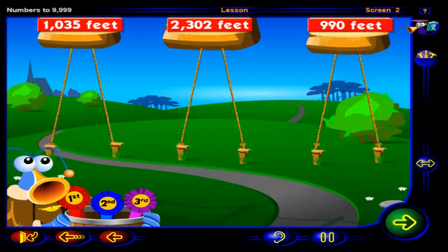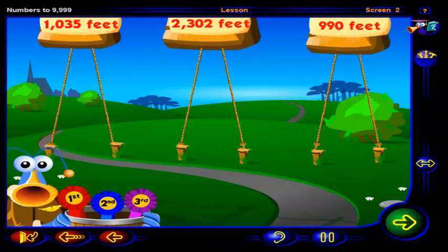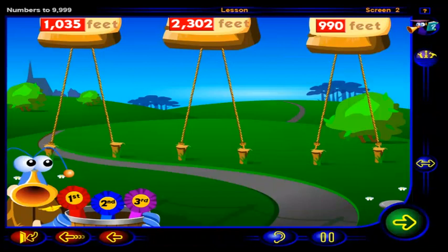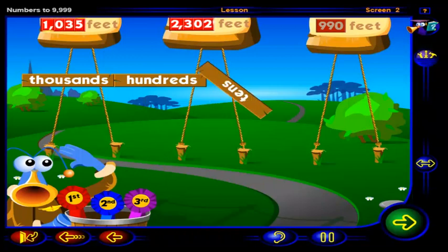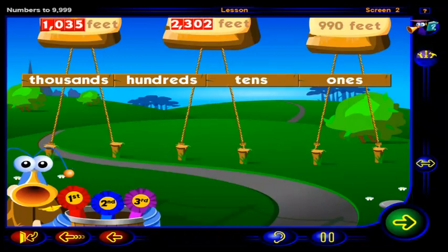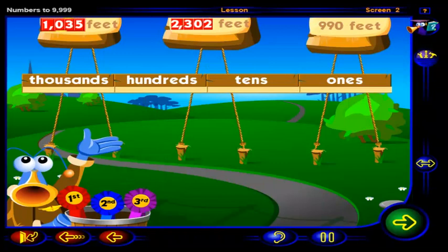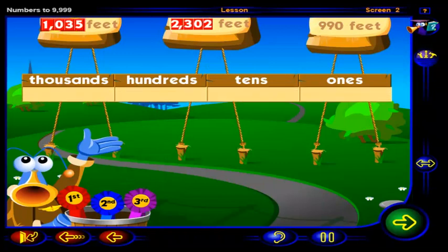These heights are all different. To find out which balloon gets which prize, we need to compare all three numbers. Say, some of the numbers have 4 digits. So they have thousands, hundreds, tens, and ones. Click on this 4-digit number. There is 1,000, 0 hundreds, 3 tens, and 5 ones in this number.